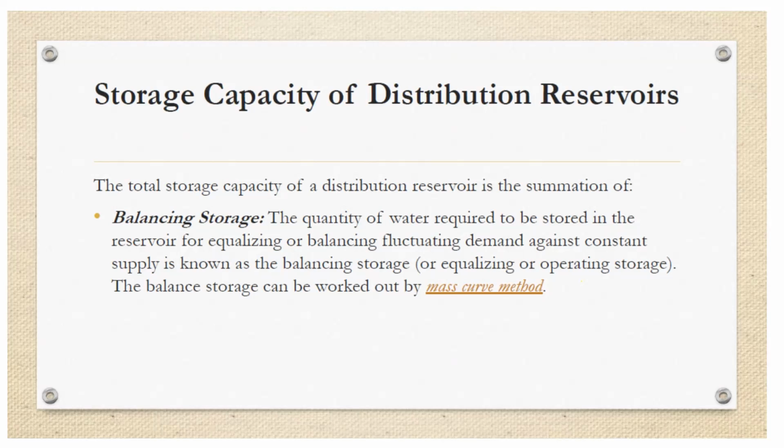As I said, we cannot increase the rate of treatment, but we can treat with a regular process and store, and whenever peak demand increases, at that time we can make water available for supply. So that is the balancing storage reservoir. Let me read that. What is balancing storage? The quantity of water required to be stored in the reservoir for equalizing or balancing fluctuating demand against a constant supply is known as balancing storage. The balanced storage can be worked out by using the mass curve method.